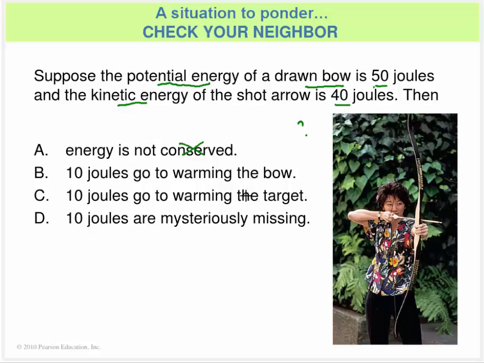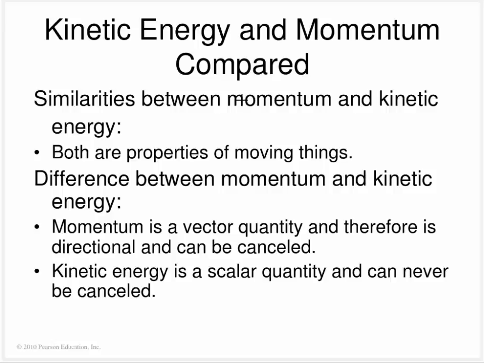Is energy not conserved? No, energy is always going to be conserved. The question is where does it go? Obviously, I wouldn't be too happy if you chose that. And where it actually goes to is warming the bow up. Why? Well, if you think about it right here, that's the energy after it left the bow. It hasn't even hit the target yet. So 10 joules have gone to warming up the bow.